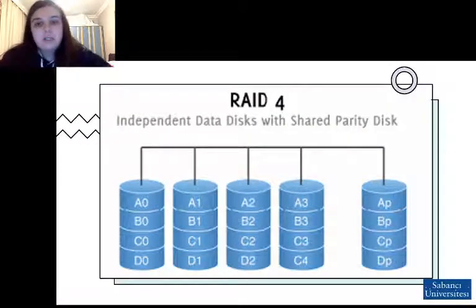The diagram here has 5 disks. In disk 1 we have blocks A0, B0, C0, D0. In disk 2 we have blocks A1, B1, C1, D1. In disk 3 we have blocks A2, B2, C2, D2. In disk 4 we have blocks A3, B3, C3, D3. In disk 5 we have parity blocks AP, which includes A0, A1, A2, A3. We have BP, which includes B0, B1, B2, B3, CP, which includes C0, C1, C2, C3, and last we have DP, which includes D0, D1, D2, and D3.